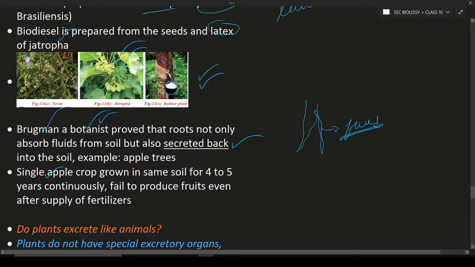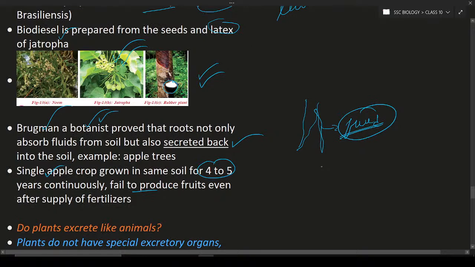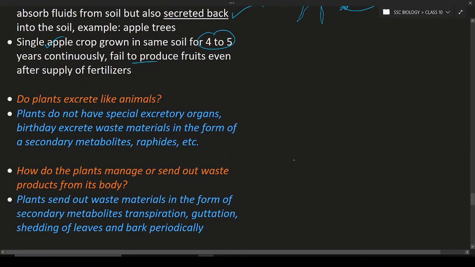So here, a single apple crop grown in the soil for 4 to 5 years continuously failed to produce fruits even after the supply of fertilizers. It means they were providing fertilizers to the apple crop, but even after that it was not growing. Why? Because the roots are secreting important nutrients and fluids back into the soil, so they are not going to give apple fruits.